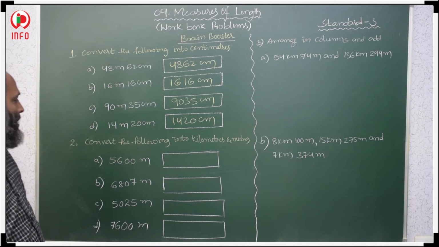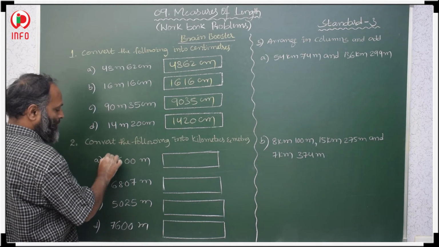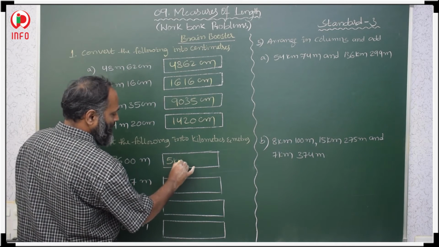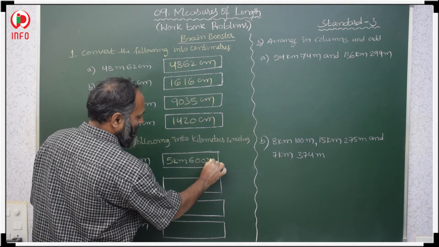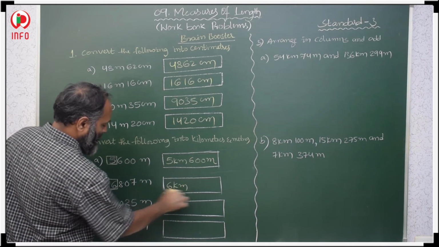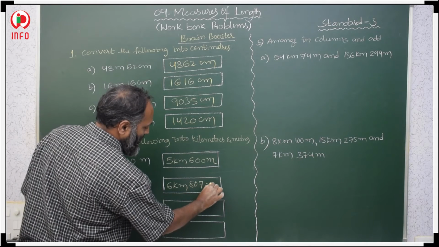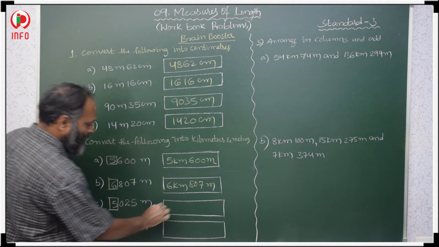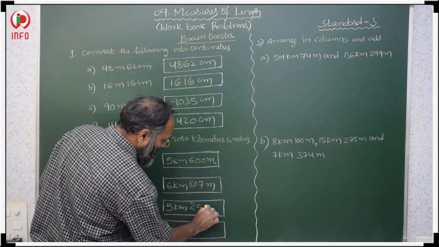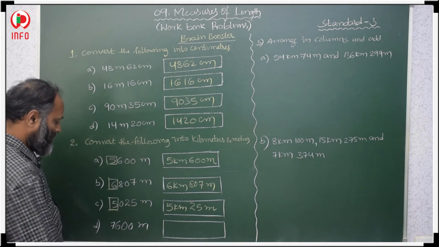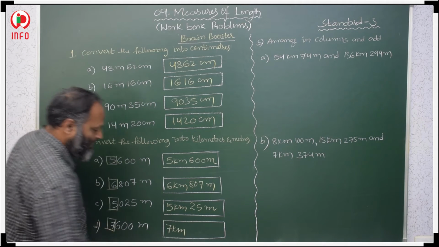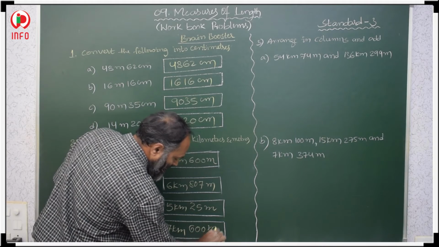Okay. Now this we have to convert into kilometers. For the fourth digit from the right, we separate the thousands place, so write kilometers, then after that 600 meters. Then separate the thousands place 6 and write kilometers, then after that 3 digits in meters. Now, separate the fourth digit 5, after that kilometers, and write 025 meters. And here 7, separate 7 kilometers and 600 meters.